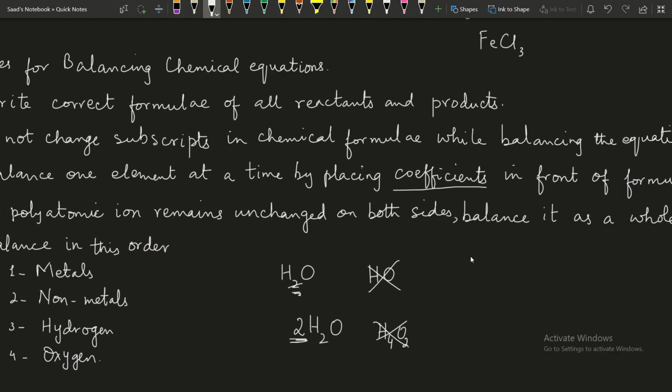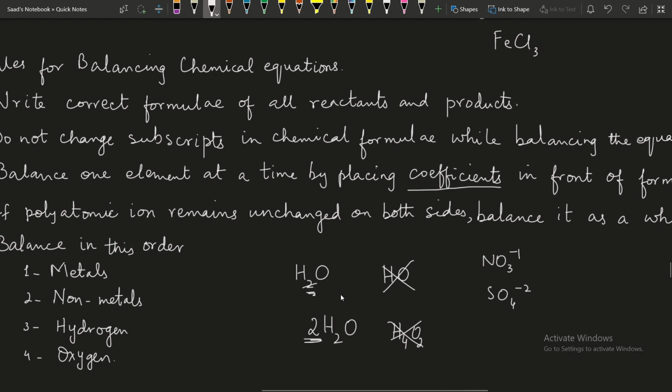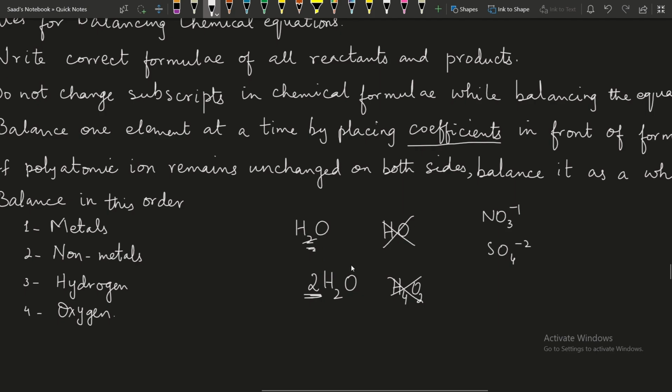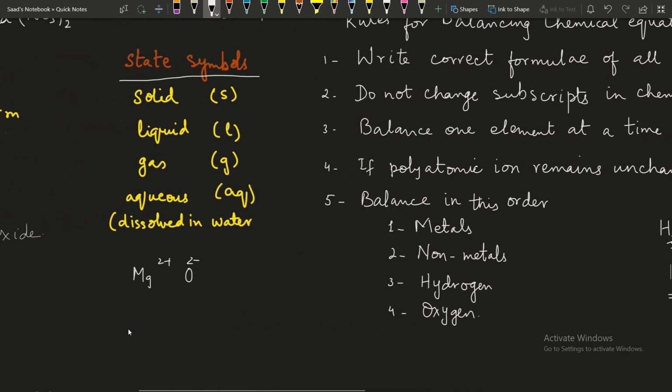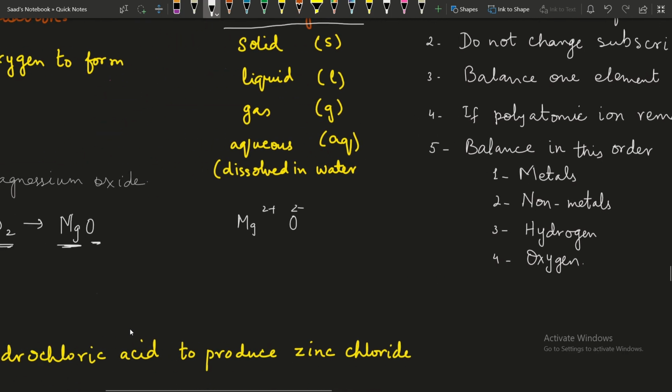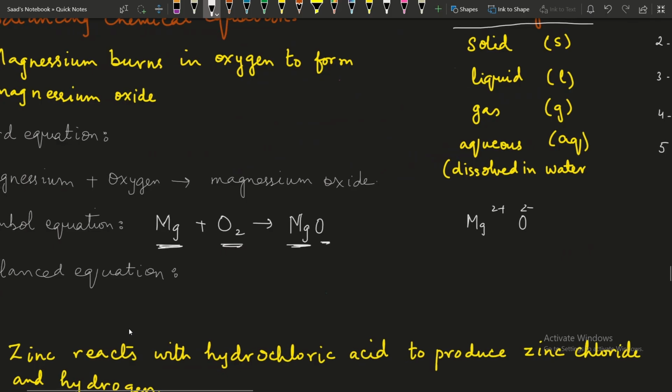By polyatomic ions, we mean complex ions like nitrate and sulfate. Treat them as one single unit if they remain unchanged on both sides of the equation. Next, what order should you follow while balancing the equation? Try to balance the metals first, then the non-metals, then hydrogen, and in the end oxygen. That will make your balancing much easier.